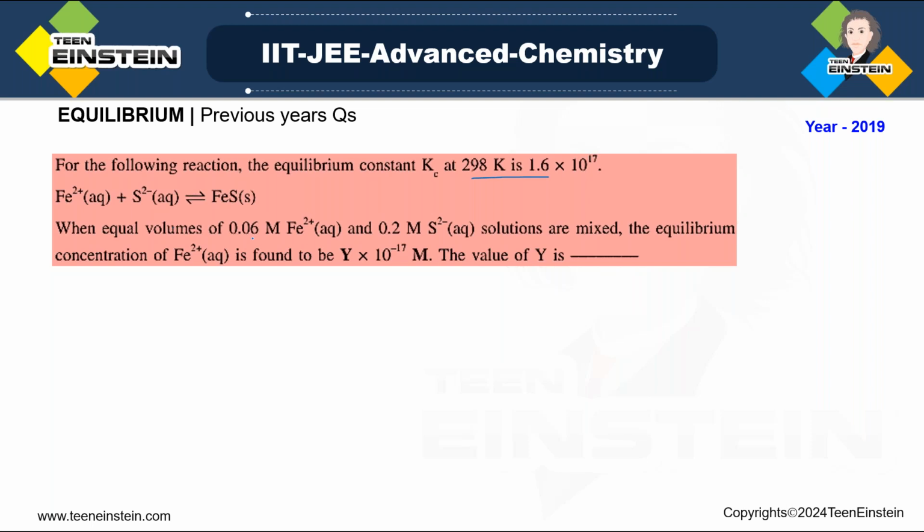So when equal volumes of 0.06 molar Fe2+ and 0.2 molar sulfide are mixed, see, the molarity is different, but you have taken equal volume of the solutions. You are mixing them. The equilibrium concentration of this ion is found to be this one. This is the equilibrium concentration, and you have to just find the value of Y. So first we will write this equation again.